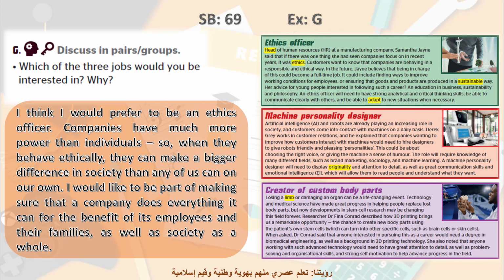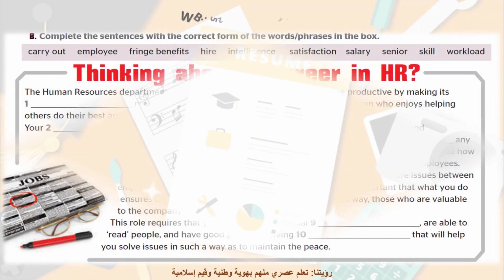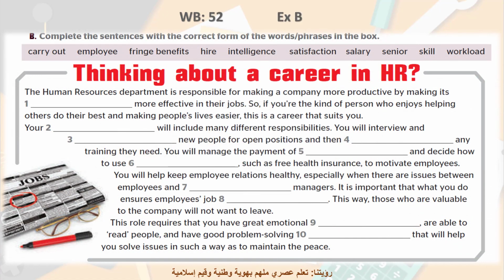Now let's move to your workbooks. Open your workbooks, page 52, to do exercise B. Here is exercise B. Complete the sentences with the correct form of the word or phrases in the box. Here we have 10 words or phrases, and we have to use them to fill in the spaces in this paragraph. Let's first read the words or phrases.